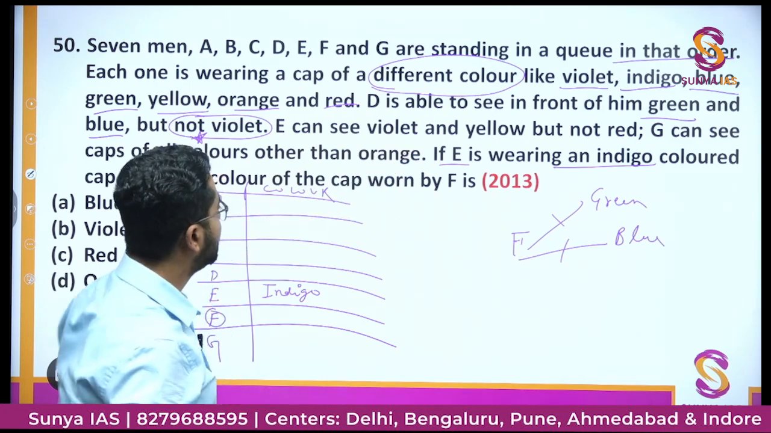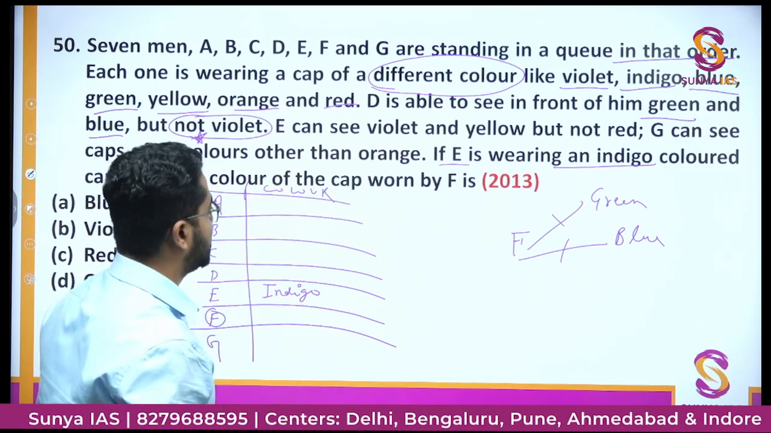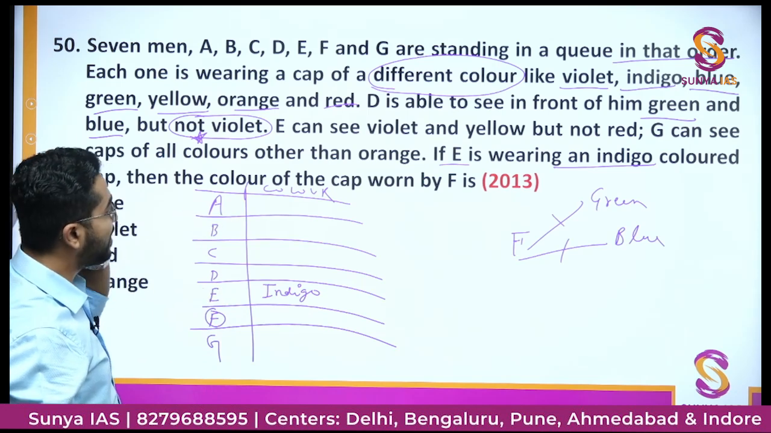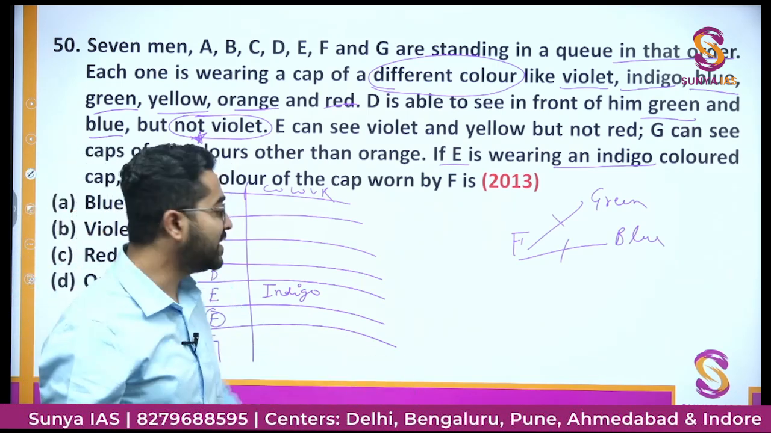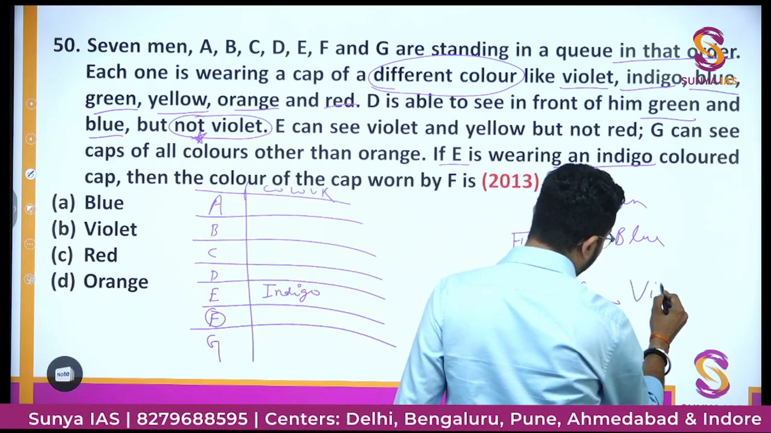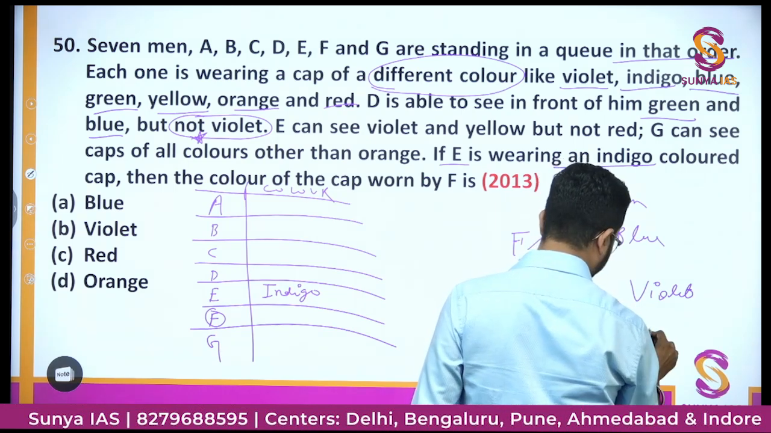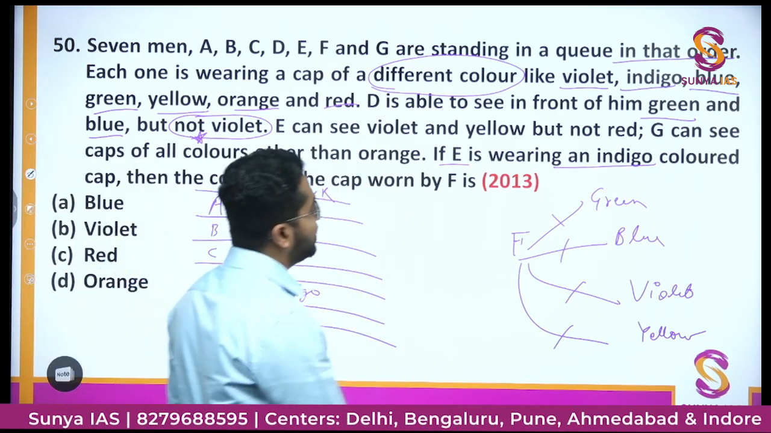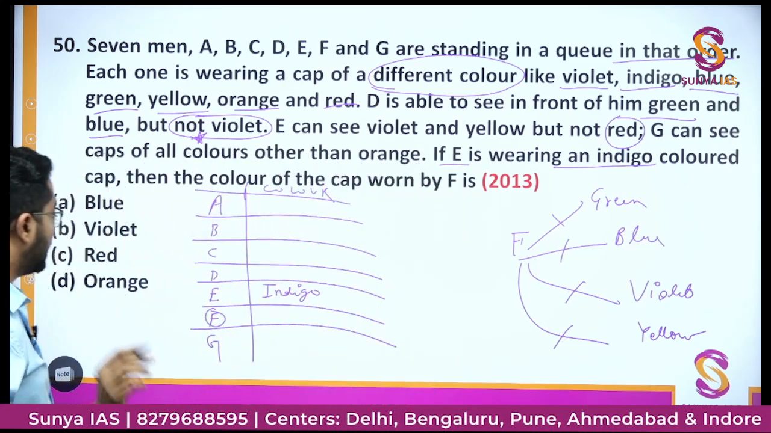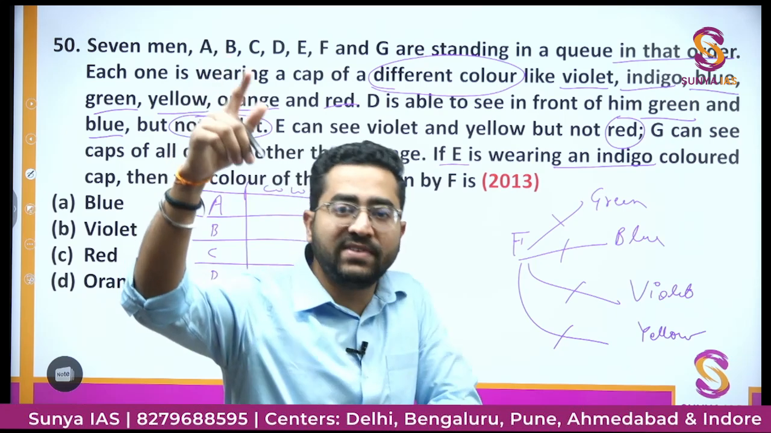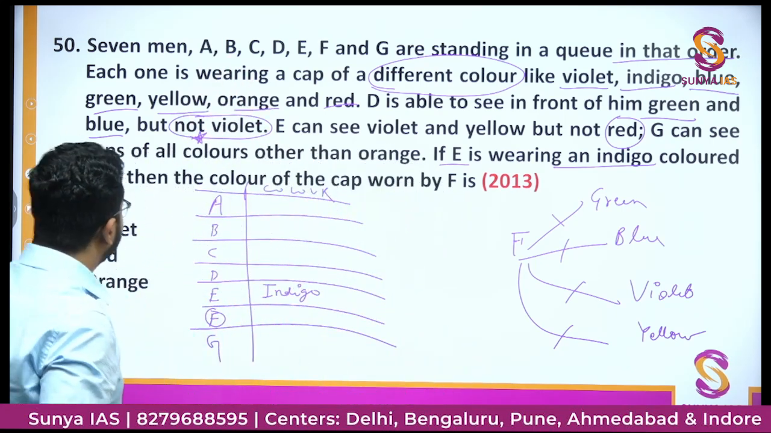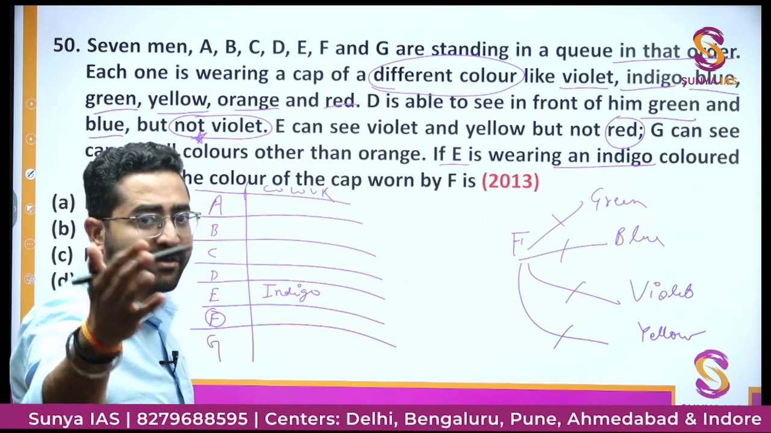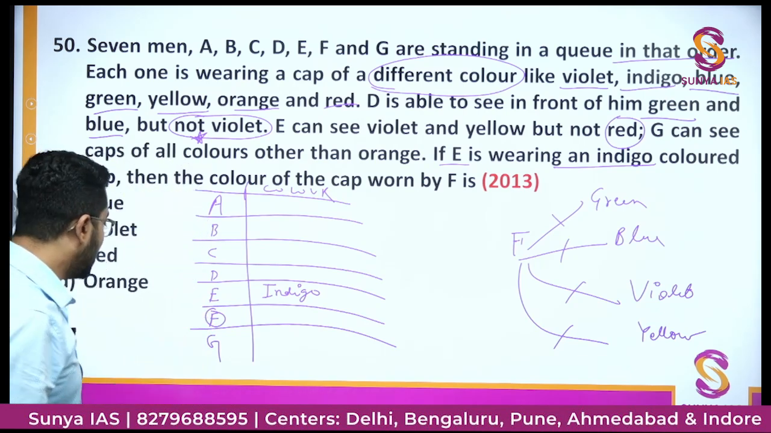E can see violet and yellow but not red. Now it is said that E can see violet and yellow. E is again in front of D. If E is able to see violet and yellow, then obviously F will also be seeing violet and yellow. That is, F is not wearing violet or yellow. But it's not red: E is not able to see red. Then there are two possibilities: either E is wearing red, or someone behind E is wearing red. Now you can see that E is wearing indigo, so E cannot wear red. That means either F is wearing red or G is wearing red.